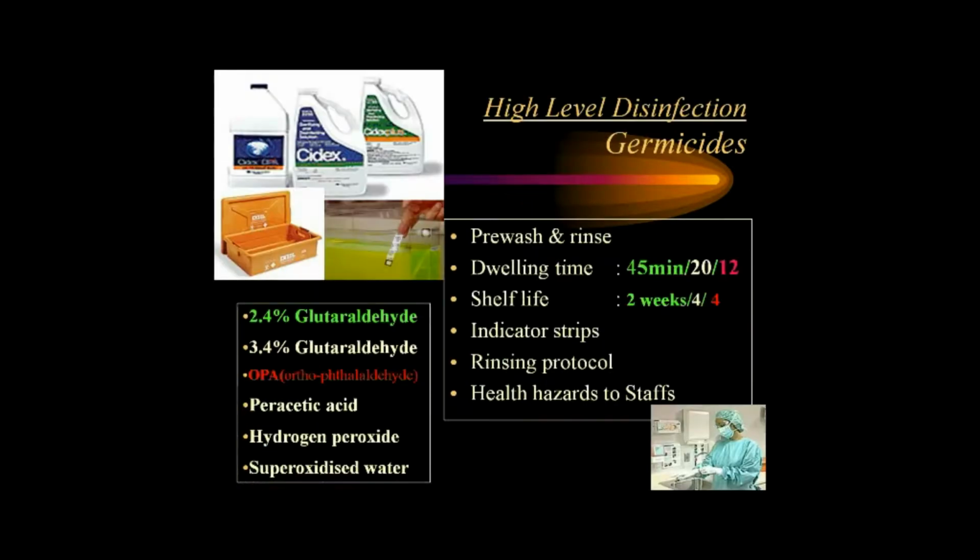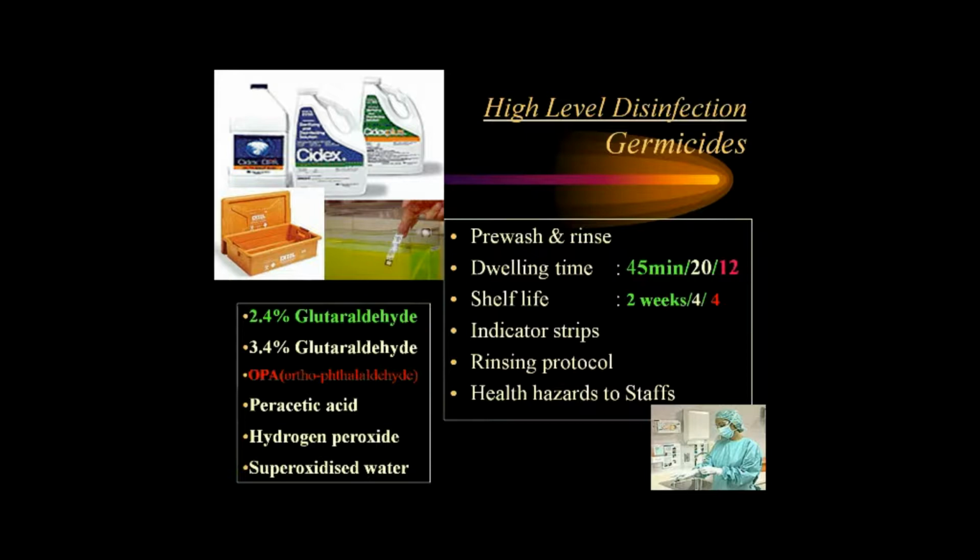Next slide. One of the commonest methods of sterilizing laparoscopic equipment in most of the smaller hospitals, of course, is using germicides or chemical disinfection. This is not actually sterilization, it is a high-level disinfection. We could use either 2.4% glutaraldehyde or 3.4% glutaraldehyde or OPA, orthophthalaldehyde, peracetic acid, hydrogen peroxide, superoxidized water.